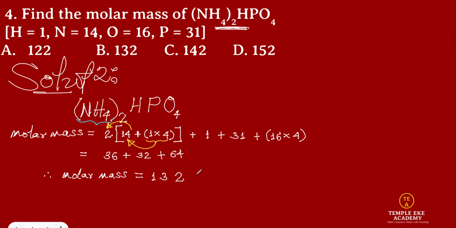Either we leave it this way, or we can add the units and say molar mass is 132 gram per mole. Our final answer. Very simple. And that is actually option B right there.